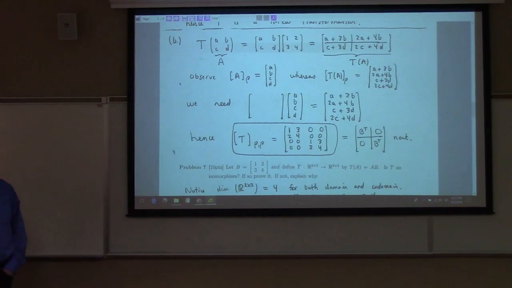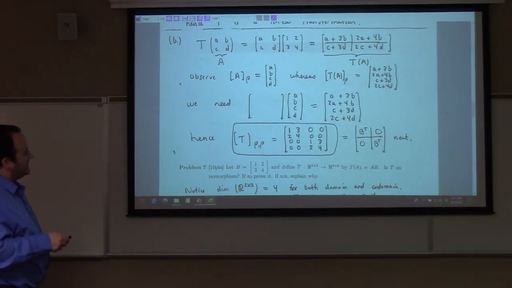And then, so I sort through that. Basically I need to fill in this blank. I need something times A, B, C, D to give me this: A plus 3B, 2A plus 4B, C plus 3D, 2C plus 4D, because of the beta coordinate system, like E11, E12, E21, E22. That's why I have this here.